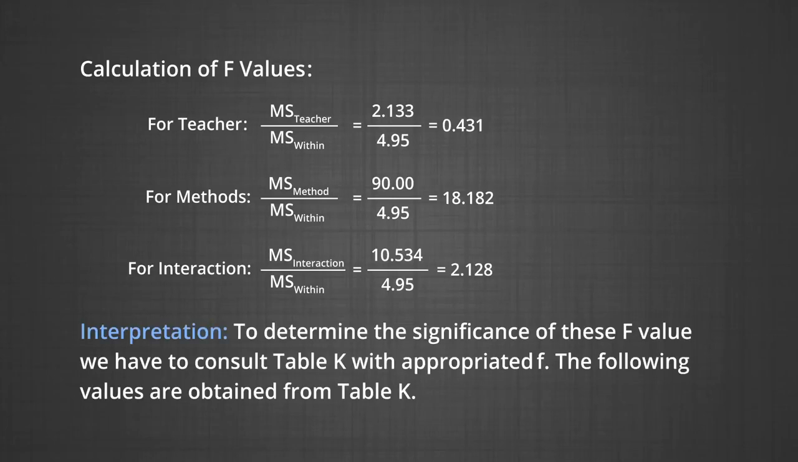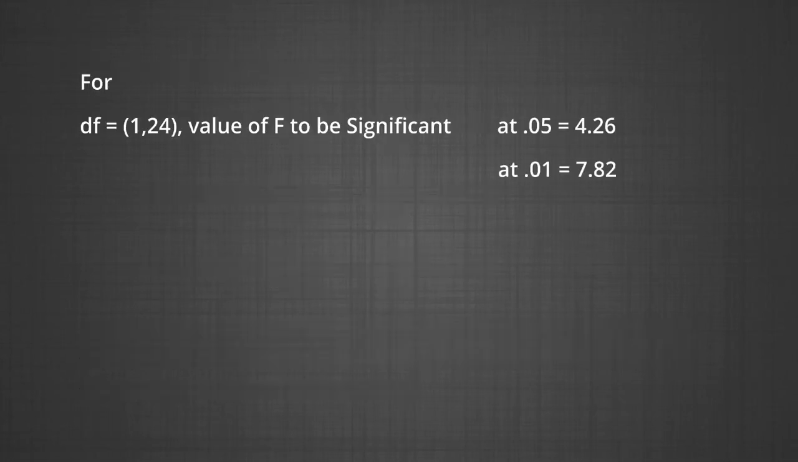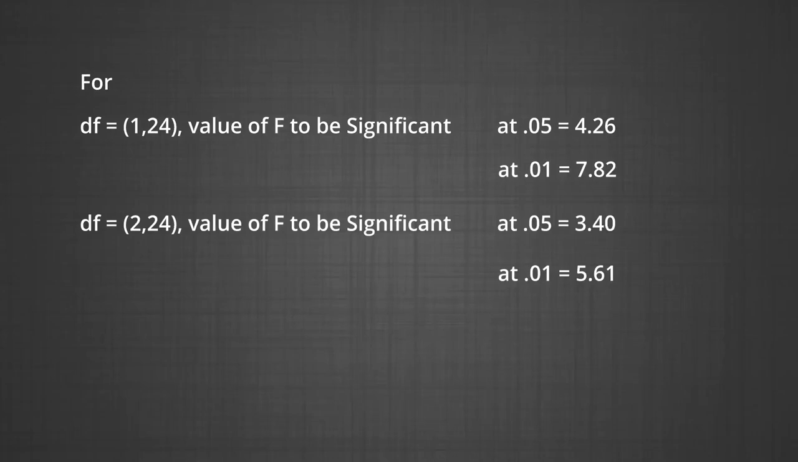To determine the significance of these F values, we have to consult the table of F values given in the appendix and use the appropriate degrees of freedom. The following values have been obtained. For DF 1 and 24, value of F to be significant at 0.05 level is 4.26, and at 0.01 level, we need 7.82. Similarly, for DF equal to 2 and 24, to be significant, we need 3.40 at 0.05 level, and 5.61 at 0.01 level.